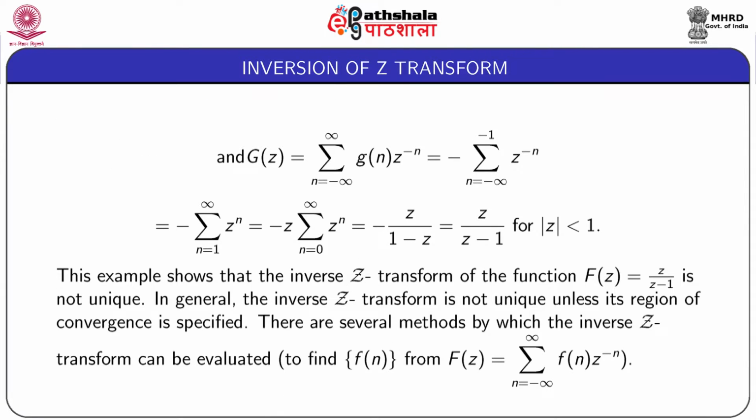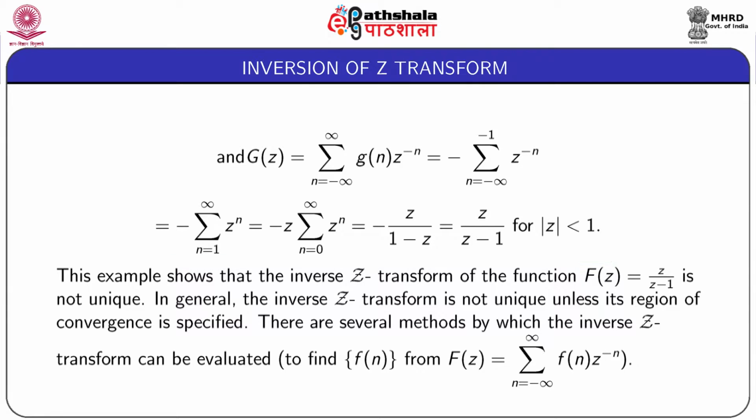Similarly, Gz, which is the Z transform of Gn, is equal to summation n equal to minus infinity to plus infinity Gn z to the power minus n, and with the definition of Gn, this can be written as minus summation n equal to minus infinity to minus 1 z to the power minus n, which is equal to minus summation n equal to 1 to infinity z to the power n. That is, by some adjustment, equal to minus z summation n equal to 0 to infinity z to the power n, and this summation is equal to minus z by 1 minus z, that is z by z minus 1 for mod z less than 1.